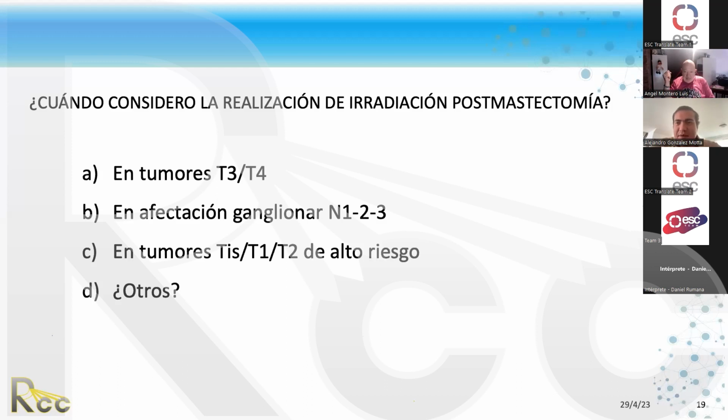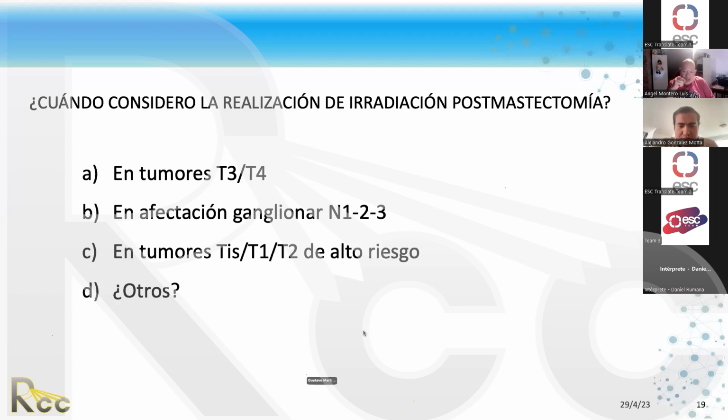So right now we have 460 people with us, which is great. Almost 500 brave people on Saturday morning, right? The options are: tumors T3, T4, node N1, 2, or 3, T1, T2 high-risk tumors, or others.